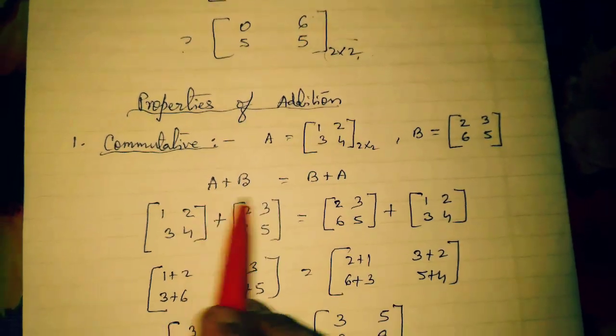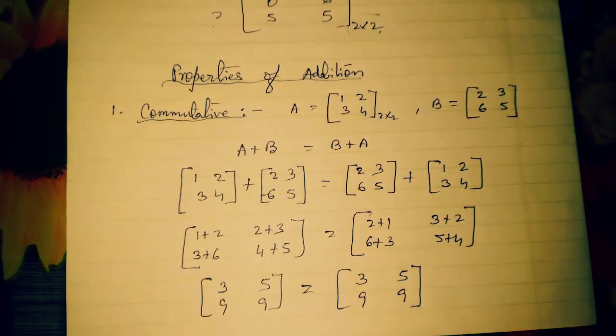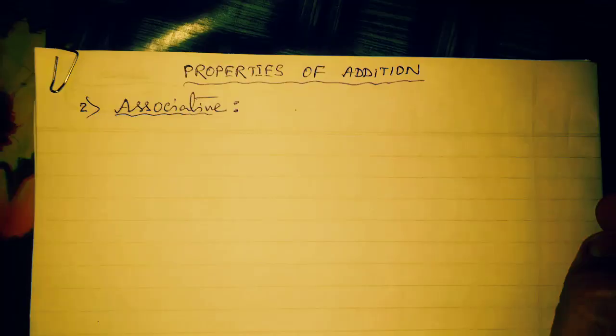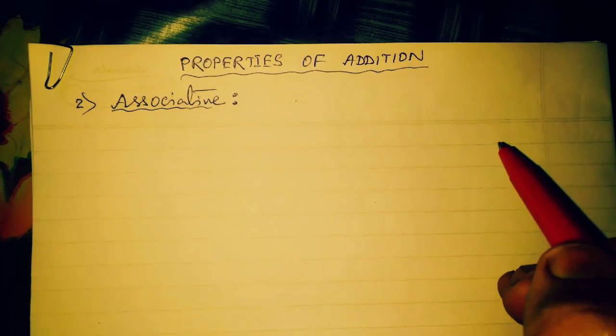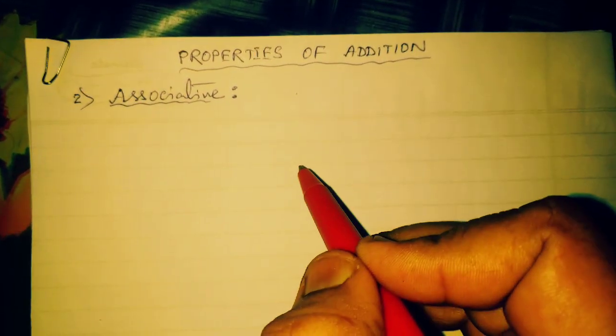So see here, A plus B equals B plus A. That means the matrix addition is commutative. Next, the associative property of addition for matrices. Matrix addition is also associative. All of you know about the associative law.